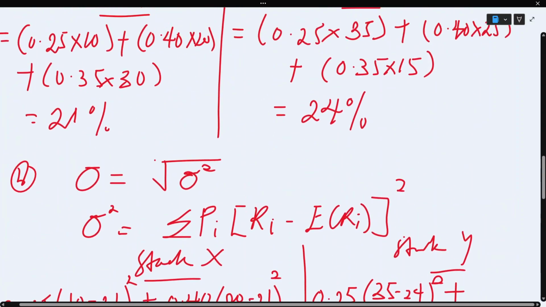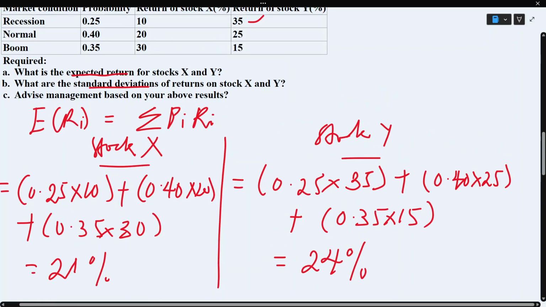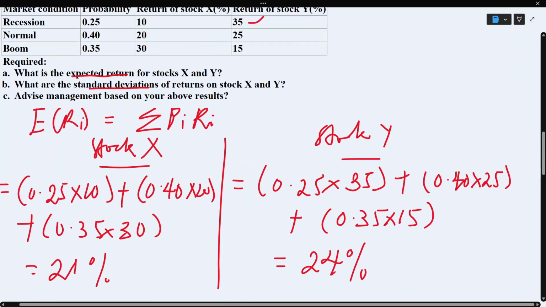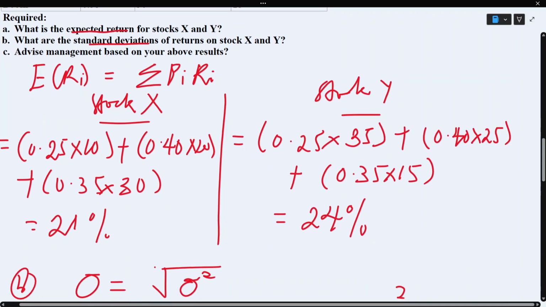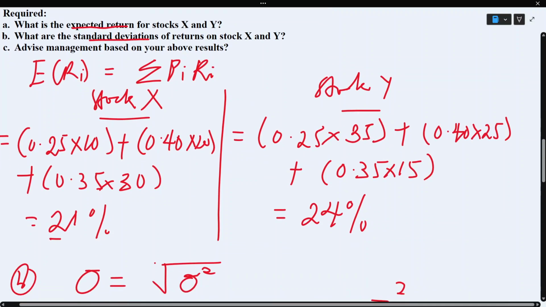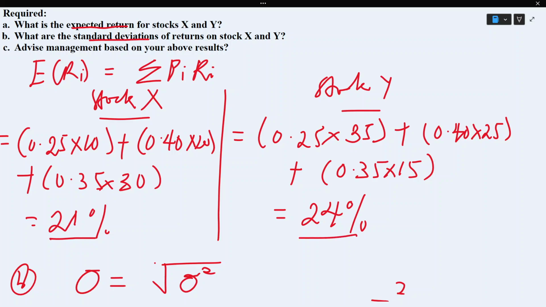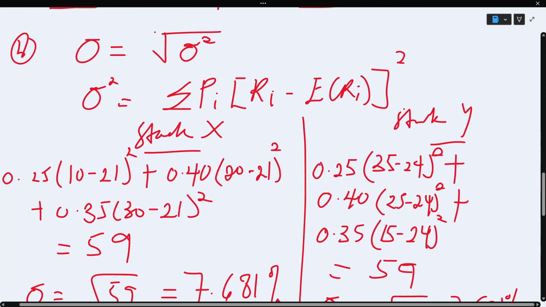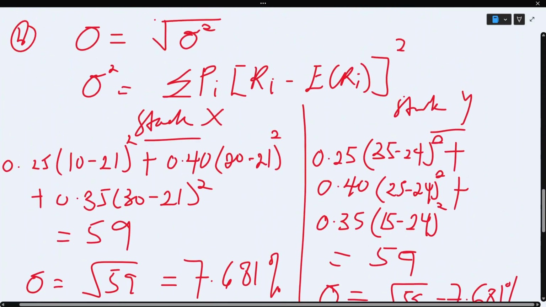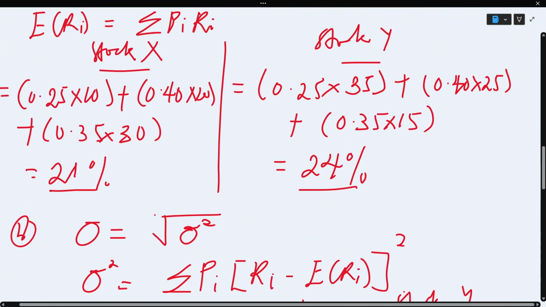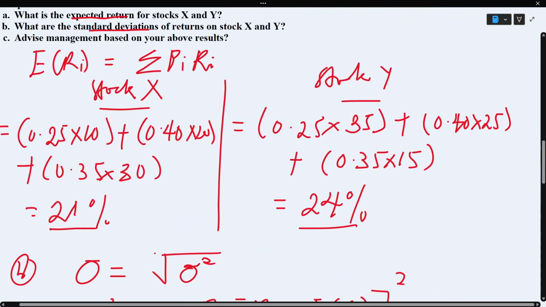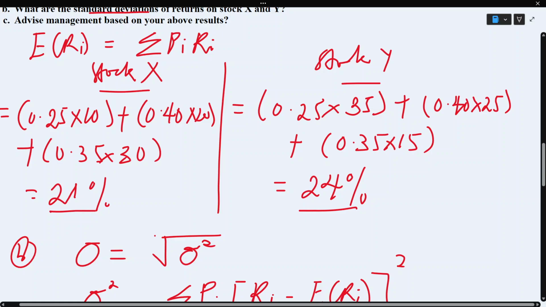Now you have to advise management based on the results we've had. You can see that for stock X, it has an expected return of 21, and for stock Y, we have an expected return of 24. But they both have the same risk. So it's prudent for management to invest in stock Y, in the sense that given the same risk, stock Y offers more return than stock X.